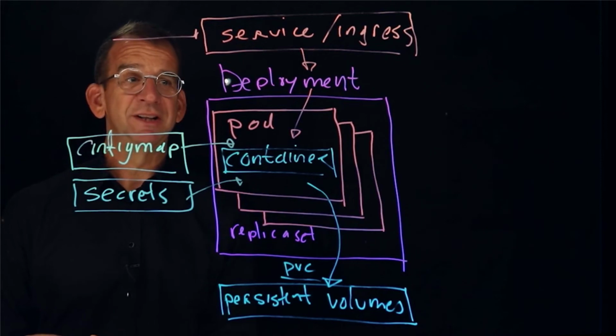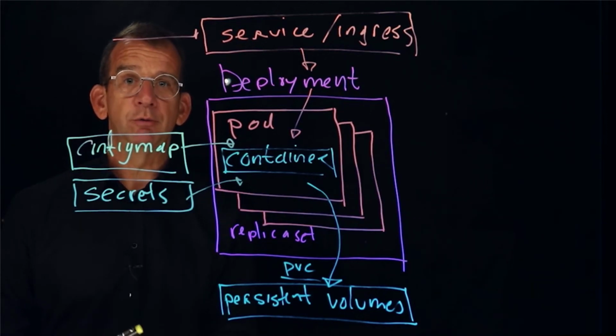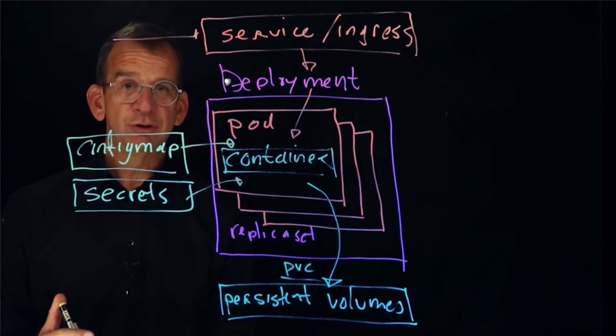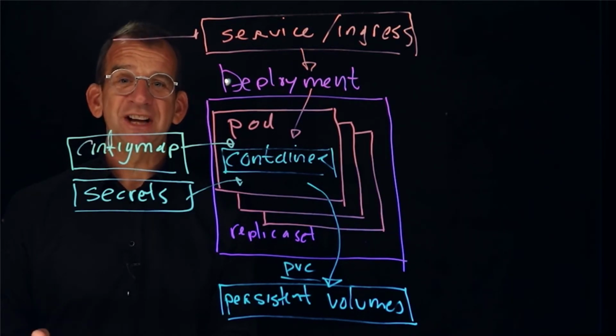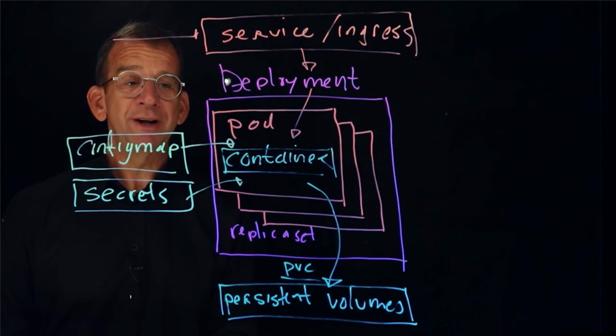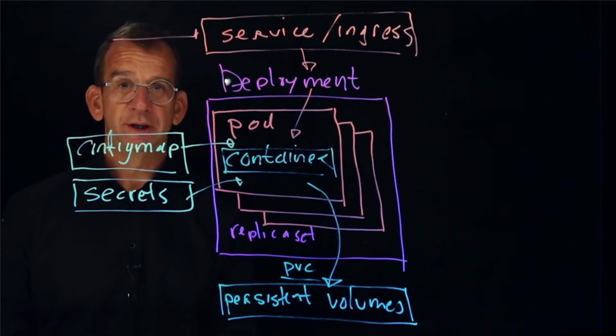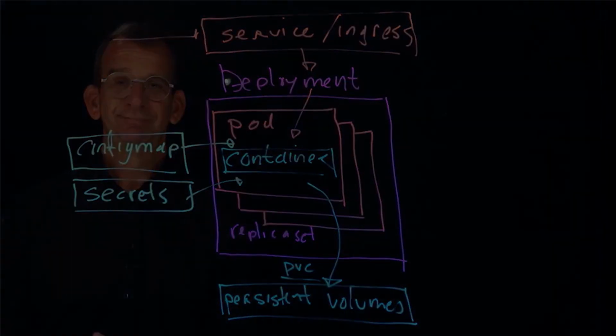But keep this in mind. This is the big overview picture of all the resources that really matter in Kubernetes. It's not all of them, because the API is extensible. You can even add your own resources. But this is the core. This is what really matters.